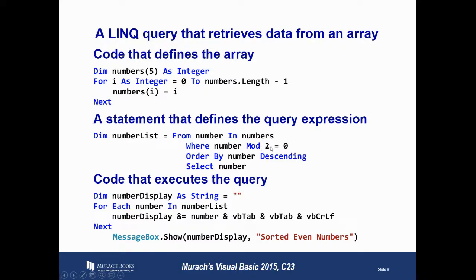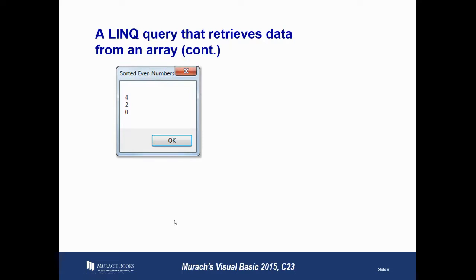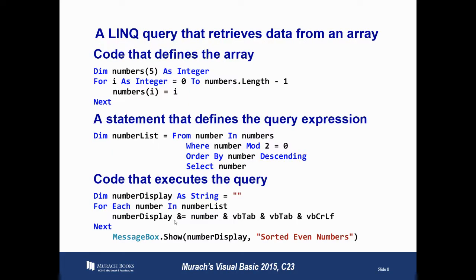So we're only taking things that are divisible by 2. Order by the number in descending order, we're selecting the number, and we're going to put this back into a list. This number list is just like any other list. Okay? And then we have our loop here, for each number in number list, we're just going to build this display. So what it works out to be is this. Okay, so we have even numbers sorted in descending order. You probably would not do this in an actual application, but it's the simplest version of using LINQ.